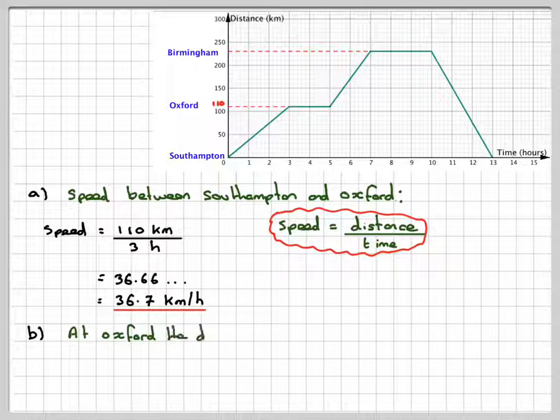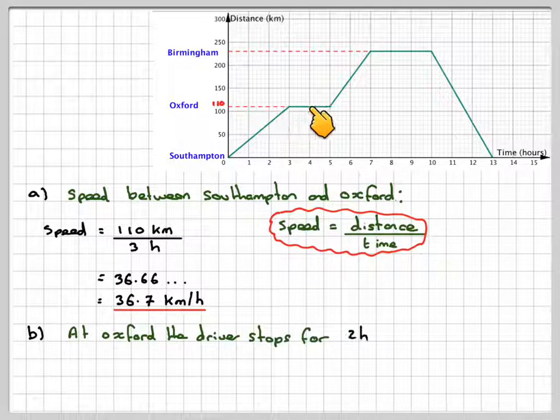It says at Oxford the driver will stop. It stops here because the line is vertical, so there's no speed. So this is called a rest on the graph. It rests here and it rests for 2 hours. At Birmingham, for example, it will rest for 3 hours.